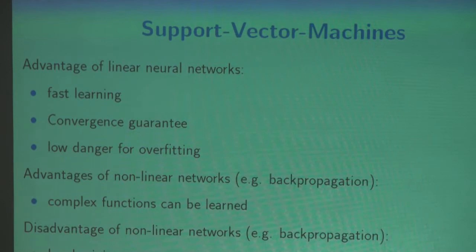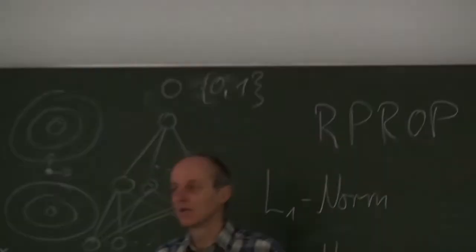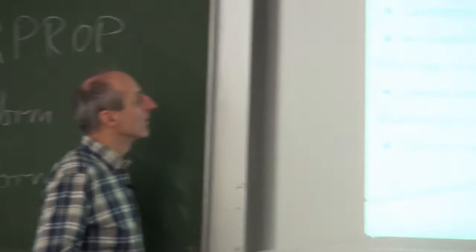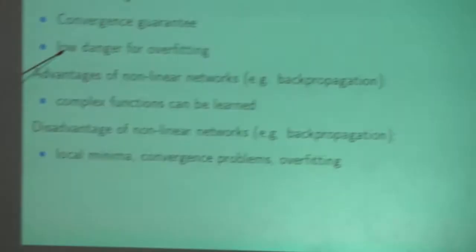So let's start with linear neural networks. Remember what we know about them. Such a linear network has many advantages. We have fast learning, we have guaranteed convergence. The reason for the guaranteed convergence is that in linear networks, there are no local minima. So if we use a good and stable algorithm, it will converge to a global minimum. And we have low danger of overfitting.